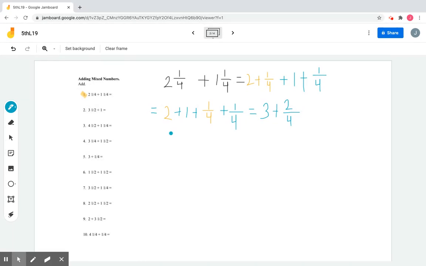So after adding the whole numbers, we add the fractions. So I added the numerators, and then the denominator is the same. But then this fraction can be reduced. It will be 1 over 2. So the answer will be 3 and 1 over 2.